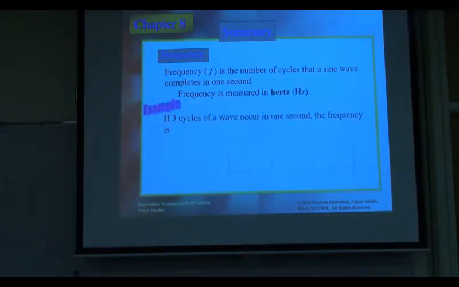Okay, example: if 3 cycles of a wave occur in 1 second, 1 cycle, 2 cycles, 3 cycles, in 1 second, what is the frequency? 3 hertz, right? Hz, capital H, little z. Refresh rate. So 3 hertz. Why 3.0 instead of 3? Because of the 1.0 second. This is called a significant digit.